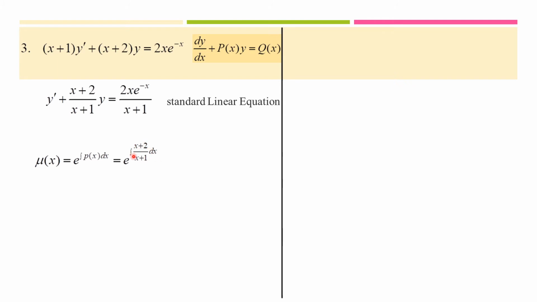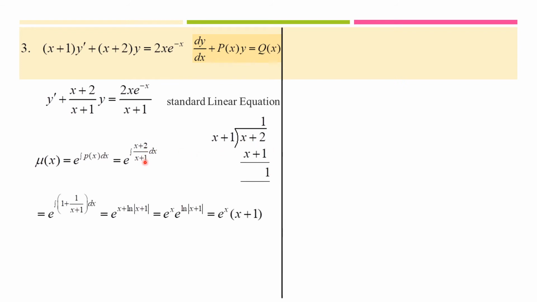Now this quotient involves a numerator which has the same degree as the denominator, and therefore we are going to do division to re-express this in a different form. Now x plus 2 divided by x plus 1, by division we get 1 and the remainder is 1. So x plus 2 over x plus 1 can be re-expressed as 1 plus 1 divided by x plus 1. Integrate 1 with respect to x gives x, and integrate 1 over x plus 1 with respect to x gives ln of absolute value of x plus 1.